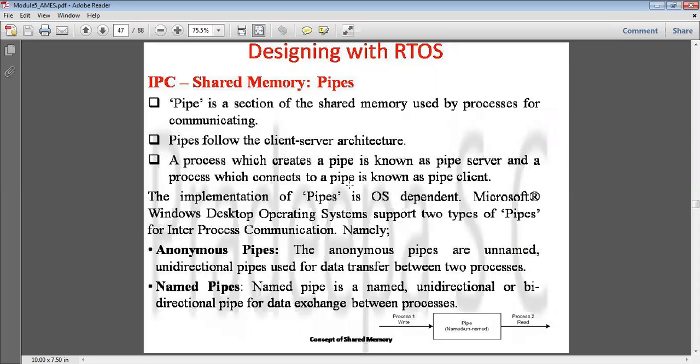In the same way, there are system calls in the OS. With the help of the pipe system call, the two processes can communicate. In that you have two types: the anonymous pipes and the named pipes. What are anonymous pipes? They are unidirectional. Only one-way data transfer can happen. And with named pipes, you can have either one-way or bidirectional transfer.